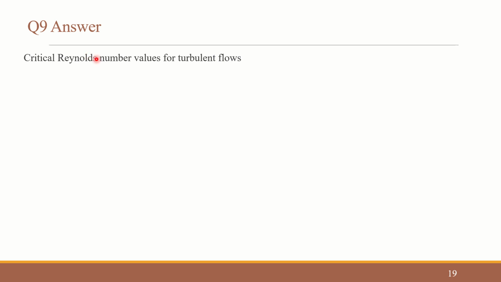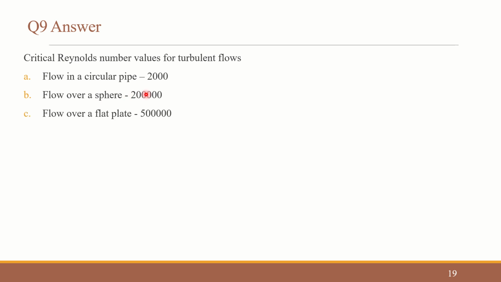Critical Reynolds number values for turbulent flows are: flow in a circular pipe, it is 2000. Flow over a sphere, it is 2 lakhs. Flow over a flat plate, it is 5 lakhs. So this is the critical Reynolds number value for obtaining turbulent flows.